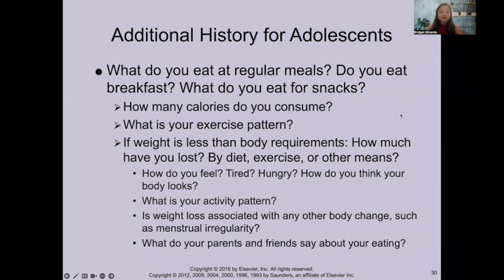I might ask about menstrual irregularity, because if you're not eating well and taking care of yourself, whether you are under consuming calories or over consuming calories, so whether BMI is high or low, this can alter your menstrual cycle too.